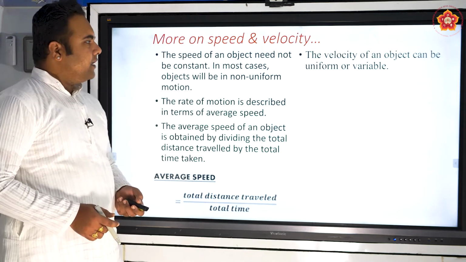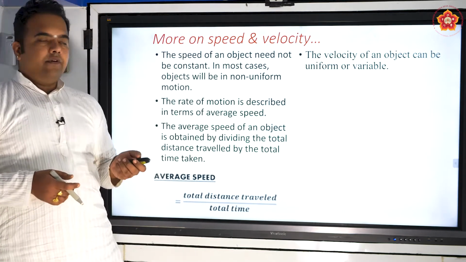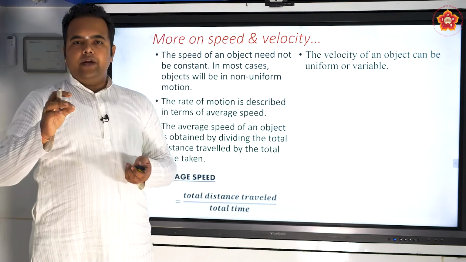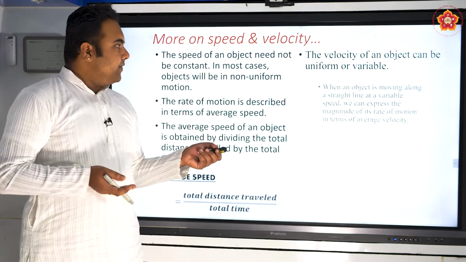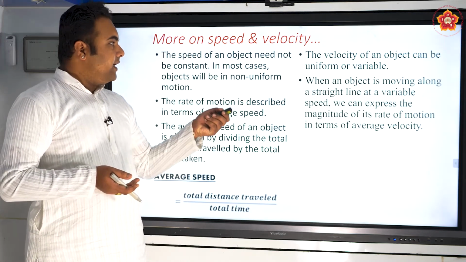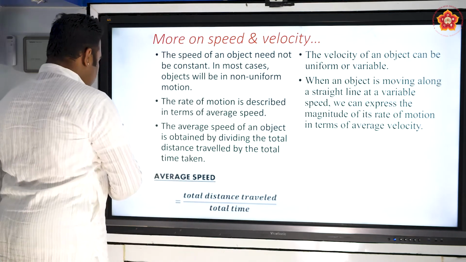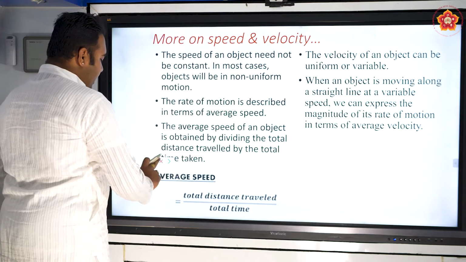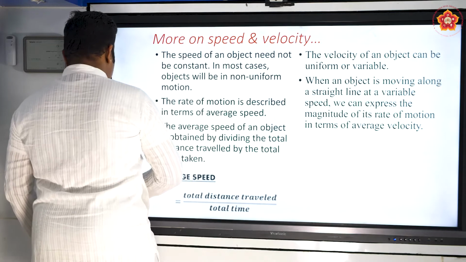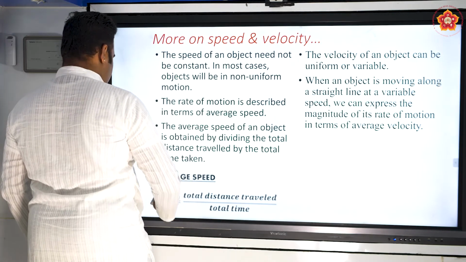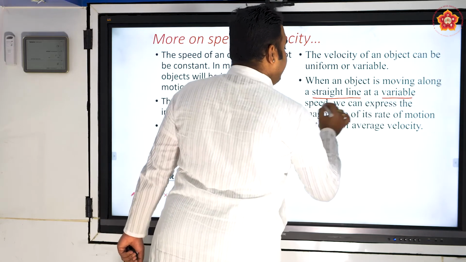Now let's come to velocity. The velocity of an object can be uniform or variable. Velocity from point A to D can be uniform, or there are cases where it can be variable as well. So when an object is moving in a straight line at a variable speed, now look at this, right now we are only confining our studies to straight line motion. The object is moving in a straight line at a variable speed.